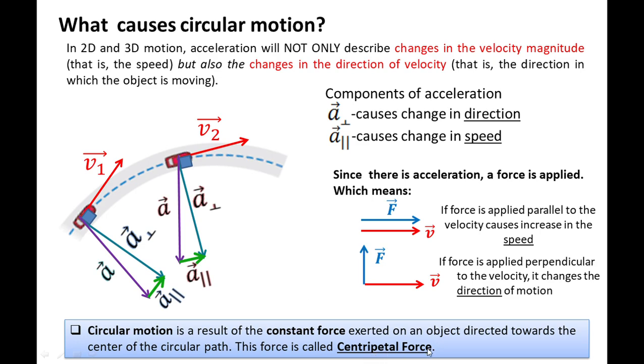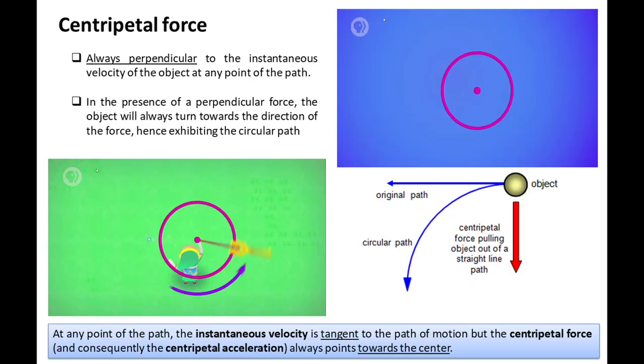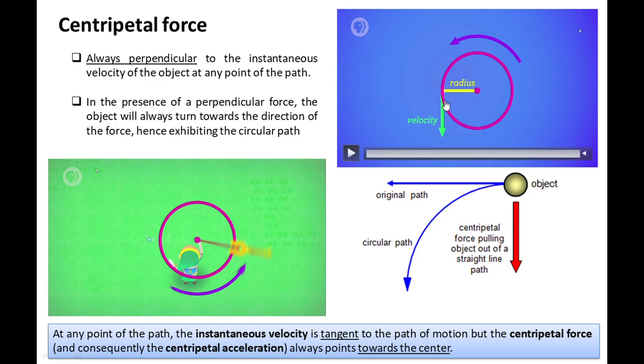So let's now have a closer look at what this centripetal force is. A centripetal force is always perpendicular to the instantaneous velocity of the object at any point of the path. The instantaneous velocity, as you have learned in our previous discussions, is the velocity of the object at any point of the path. Say, for example, in this video, for this point here, that is the direction of the instantaneous velocity. The centripetal force is always perpendicular to this instantaneous velocity.